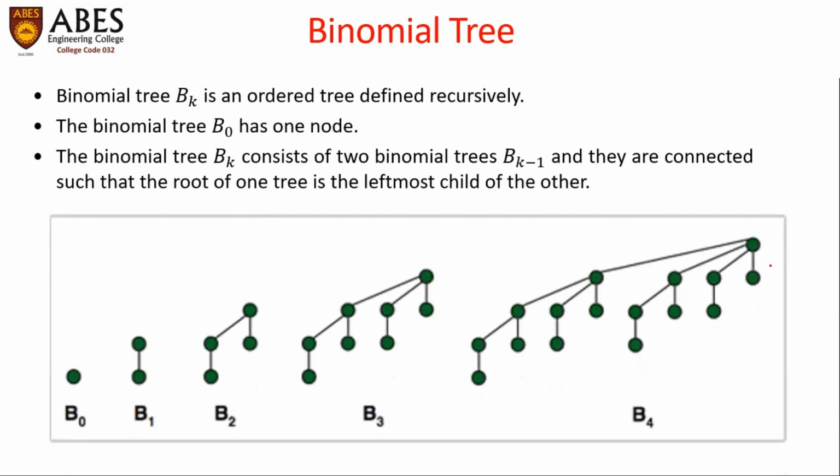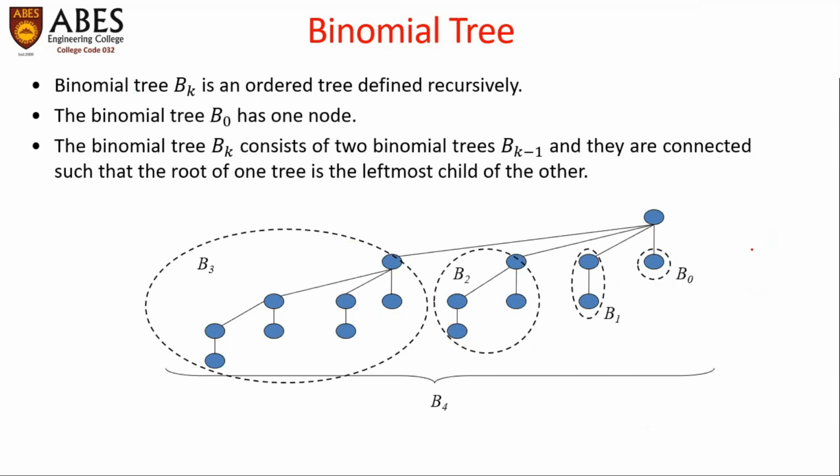Here I have drawn for all the orders. I have also covered B4. So you can see for B4, we have two binomial trees of the order B3. This is B3 and this is also B3. So we have connected them, like one is the left child of the other. And similarly, you can calculate the degree for this and you will get the degree of this particular root node as 4. So we can conclude that this is the binomial tree of the order B4.